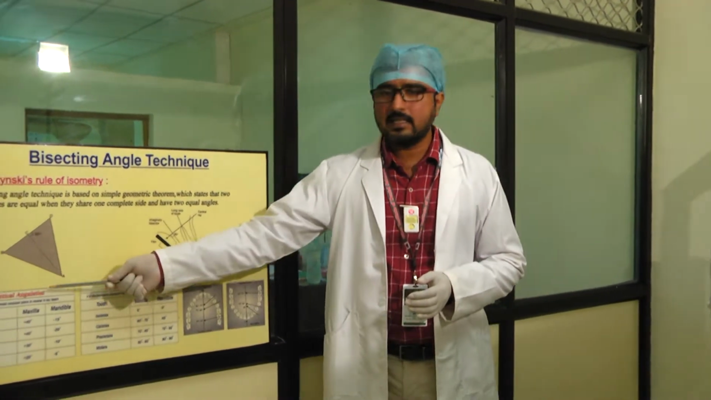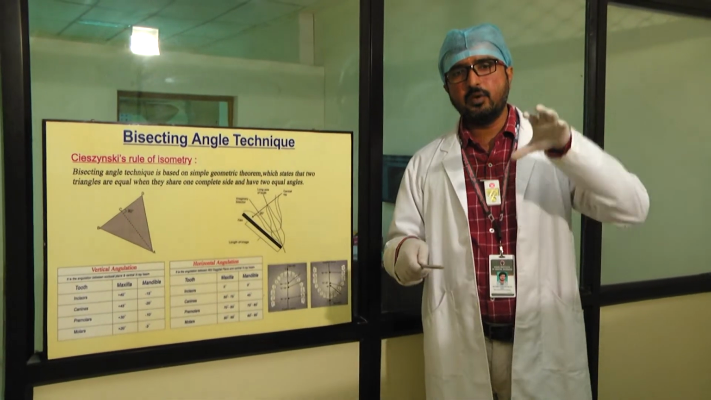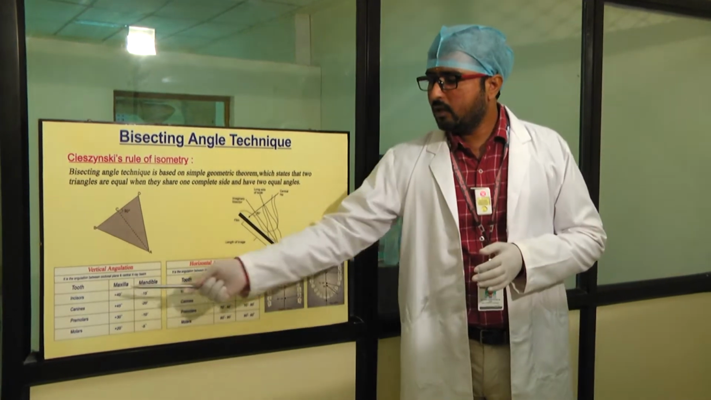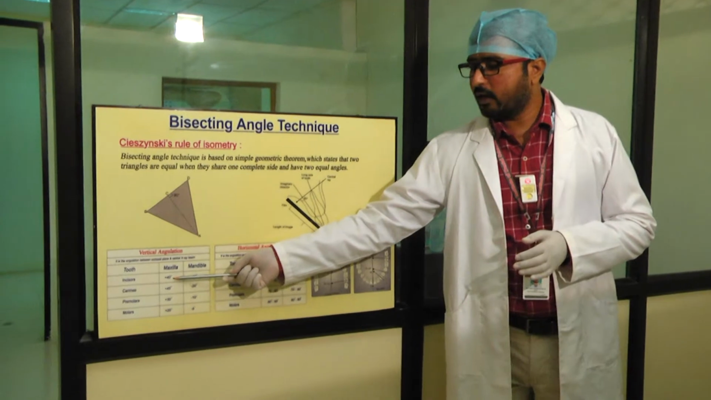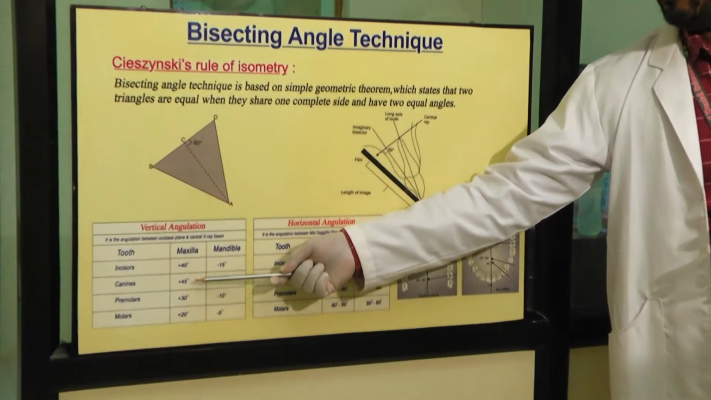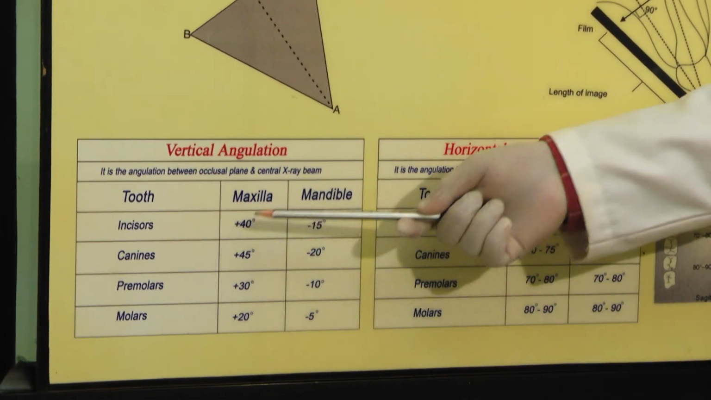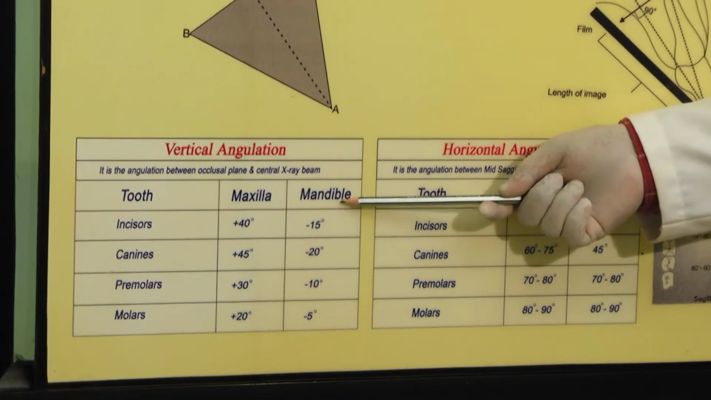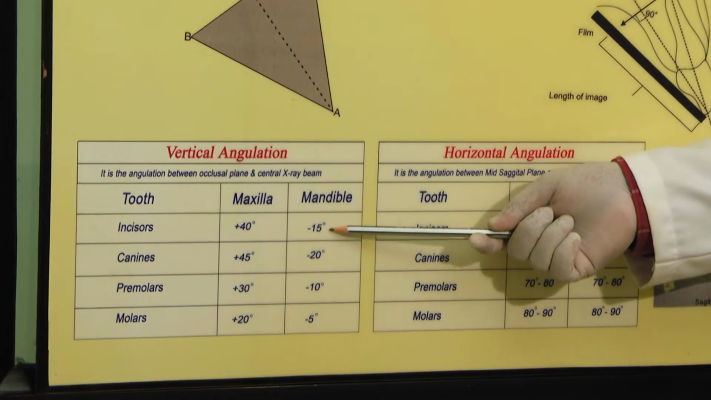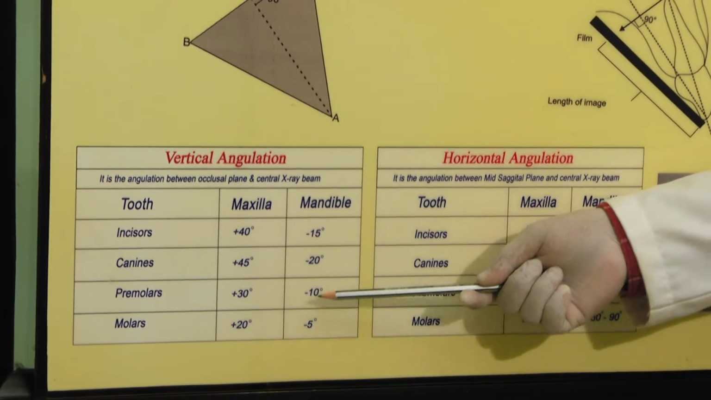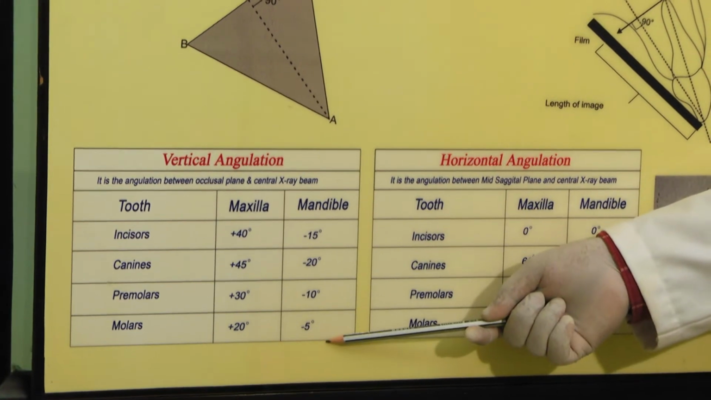In the maxillary teeth, the vertical angulation should always be positive in order to compensate for the axial inclination. For incisors it is plus 40, canines plus 45, premolars plus 30 and molars plus 20. For mandibular teeth, it is always negative angulation: for incisors minus 15, canines minus 20, premolars minus 10 and molars minus 5. The same principle we will now demonstrate in the patient's oral cavity.